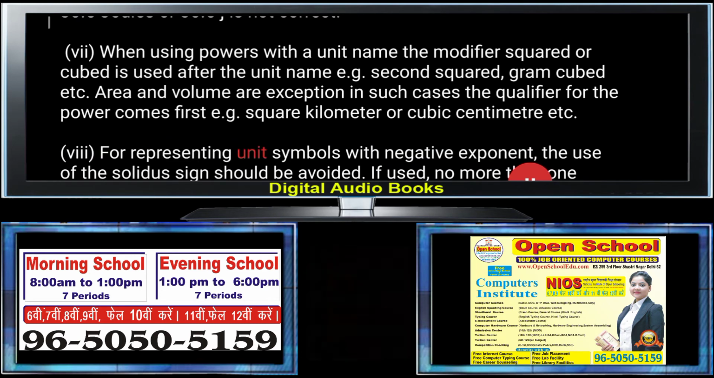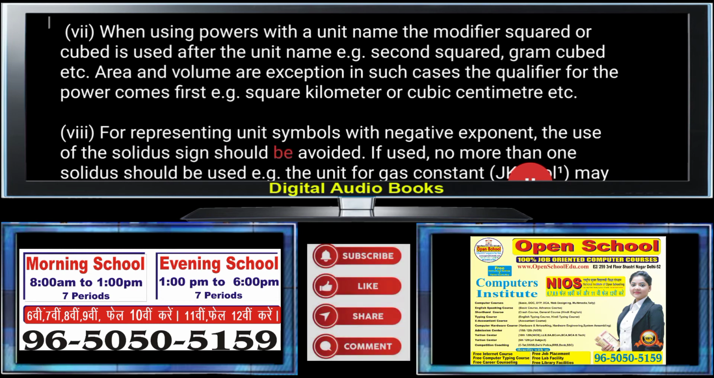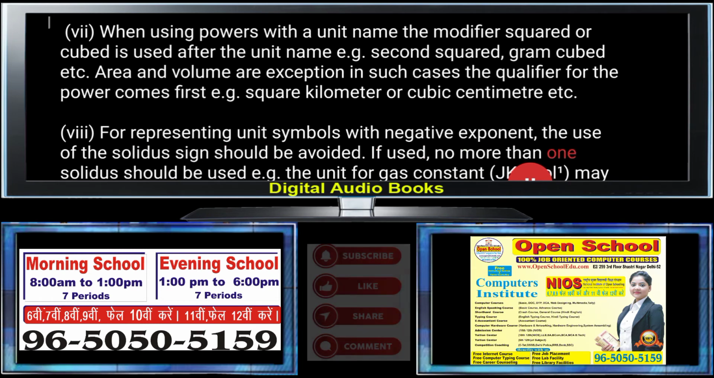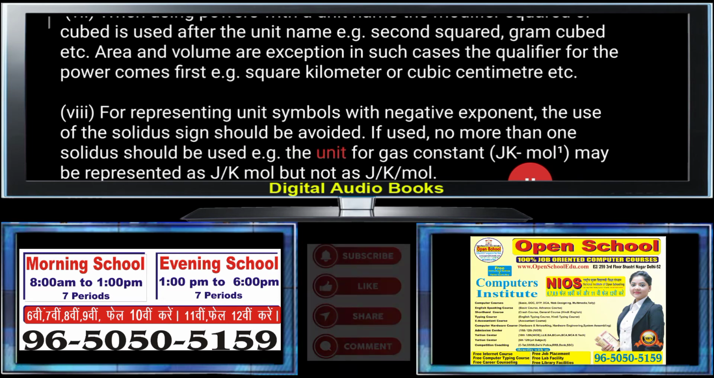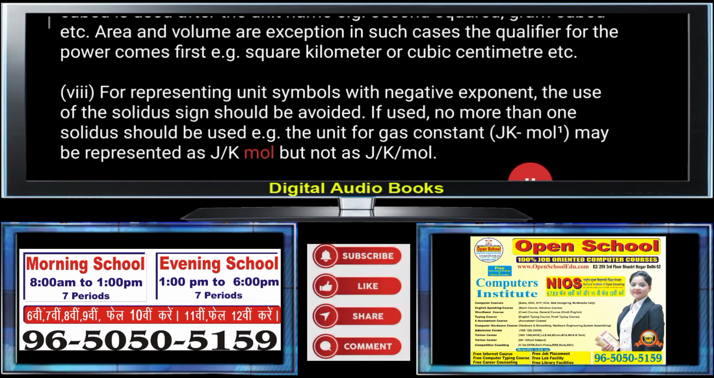VIII. For representing unit symbols with negative exponent, the use of the solidus sign should be avoided. If used, no more than one solidus should be used, e.g. the unit for gas constant, J K^-1 mol^-1, may be represented as J/K mol but not as J/K/mol.